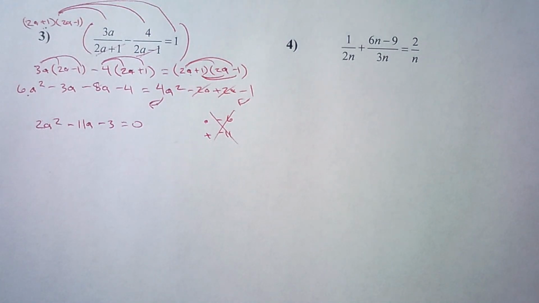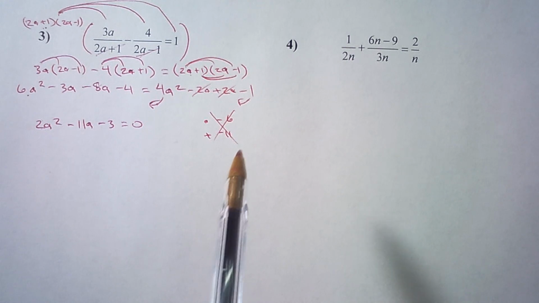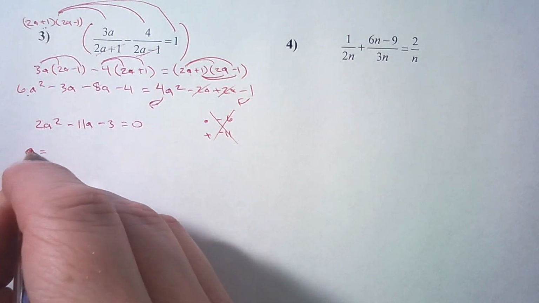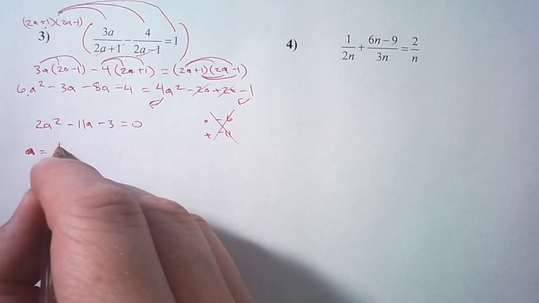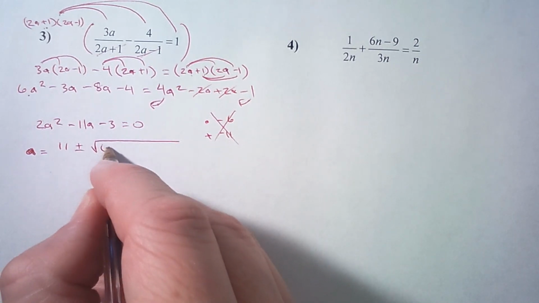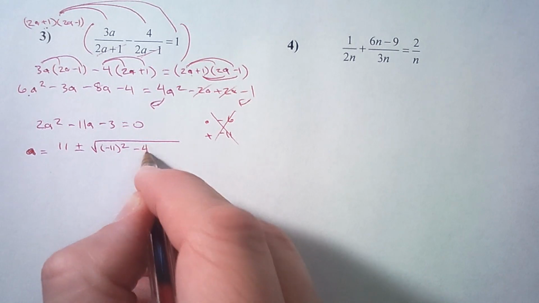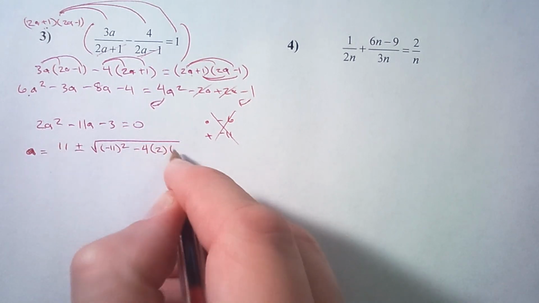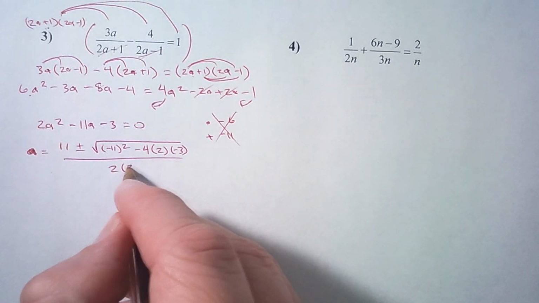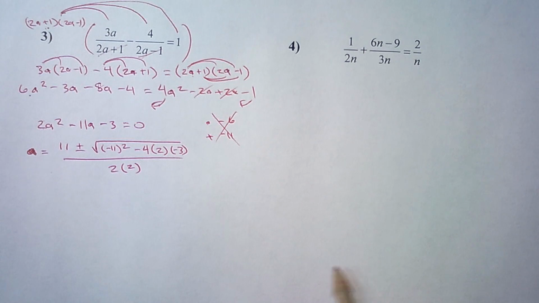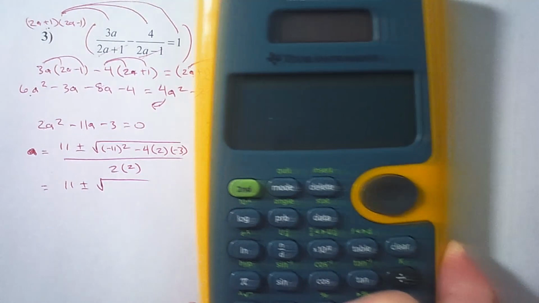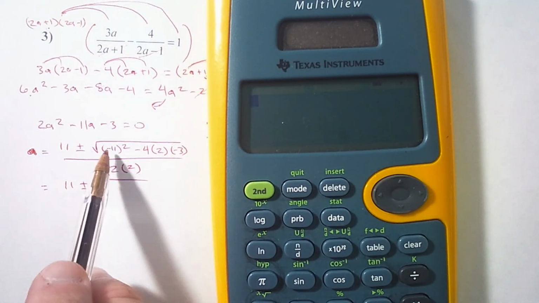So our other options are completing the square or the quadratic formula. So let's use the quadratic formula. So I have a equals opposite of b, which is 11, plus or minus the square root of b squared, negative 11 squared, minus 4 times a, which is 2, times c, which is negative 3, all over 2a, and a is 2. Okay, so I've got 11 plus or minus the square root of, and let's just type this all in a calculator here.